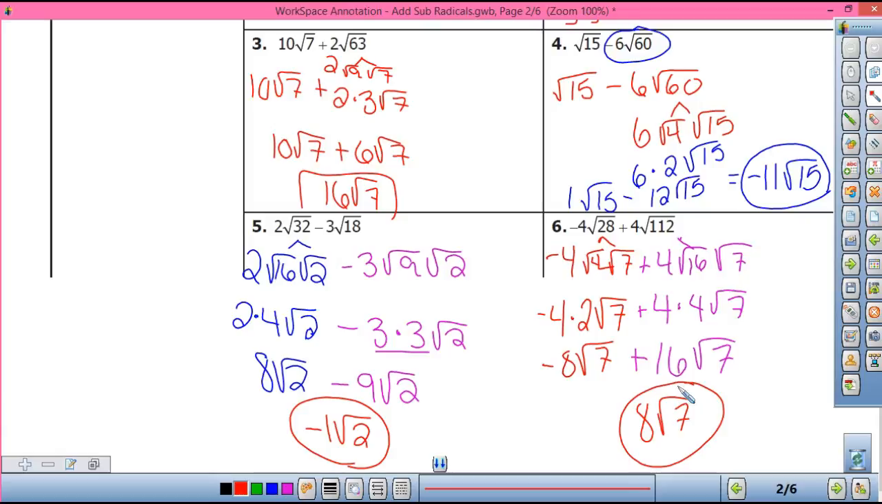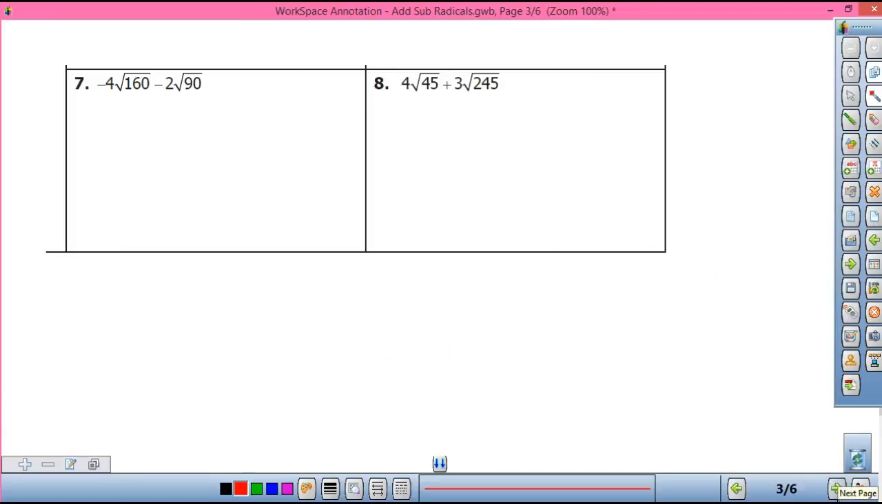How are we doing so far? So far it's getting a little better, right? I know these are hard because you haven't done them before. Okay, so they take some practice to get used to. Holy smokes, we got some big numbers now.